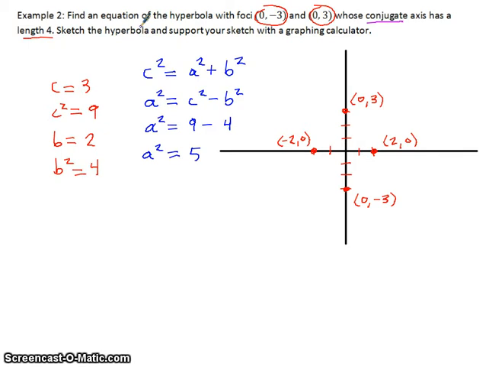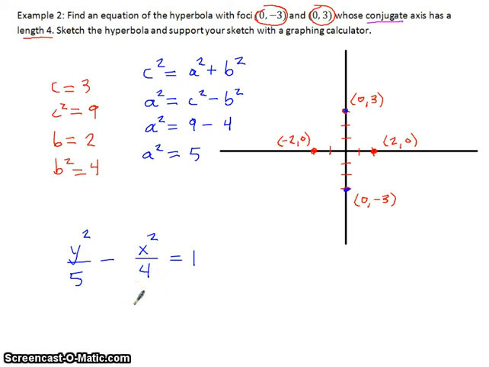And so from here we can write out what the equation of our hyperbola is. I have y squared over 5, which is a squared. How did I know that? Well, the focus points lie on the transverse axis, and the transverse axis then is on the y-axis, which means we start off with the y squared over a squared minus x squared over b squared.